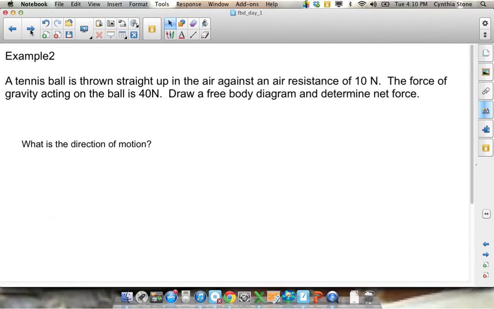Example number 2. A tennis ball is thrown straight up in the air against an air resistance of 10 newtons. The force of gravity is 40 newtons. So draw a free body diagram and determine the net force. And what is the direction of motion? So please write that down. Pause the tape, write that down. I'm going to skip to the solution now.